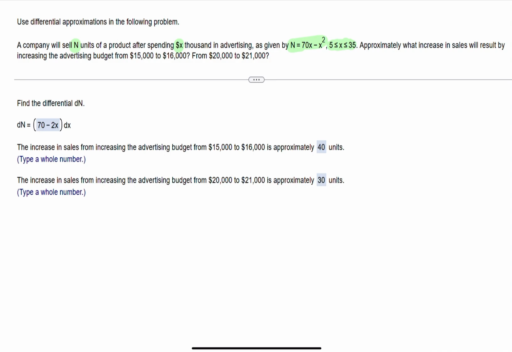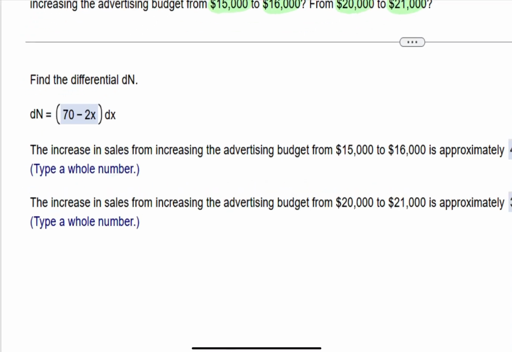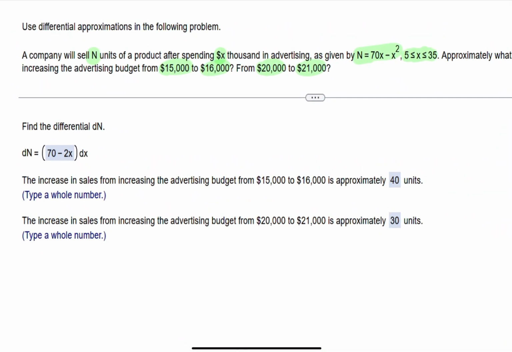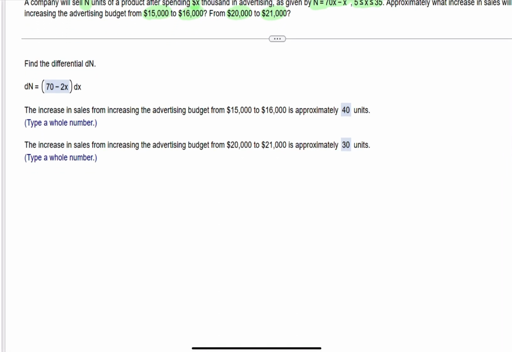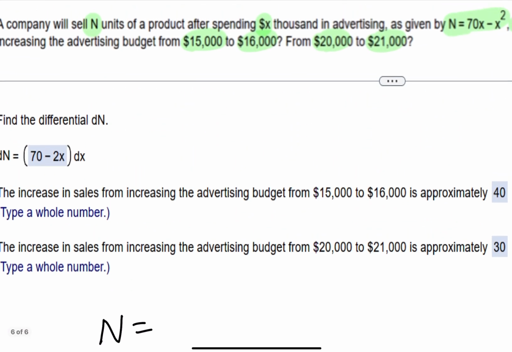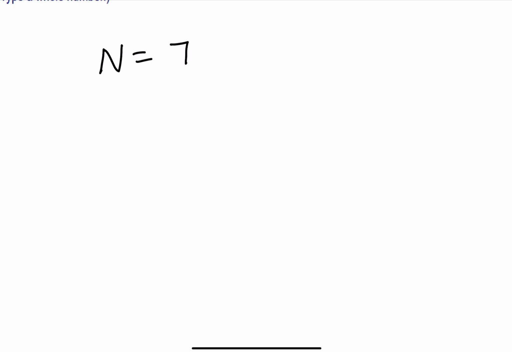Approximately what increase in sale will result by increasing the advertising budget from 15,000 to 16,000 and from 20,000 to 21,000? So they're asking us for rate of change. Let's see what they're looking at. They said find the differential dn. Let me write down my n is equal to 70x minus x squared. Keep in mind x is in thousands. So if I say 2, it's 2,000. If I say 3, it's 3,000. If I say 5, it's 5,000.